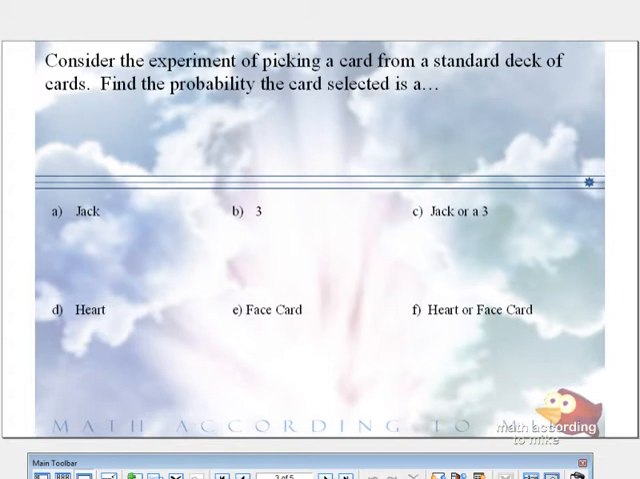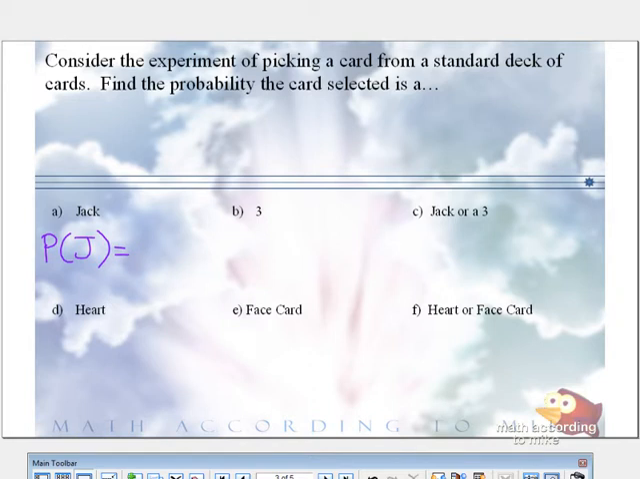No, it's not. Consider the experiment of picking a card from a standard deck of cards. Find the probability the card selected is a jack. I would like you to do A and B, and then we're going to do C together. So part A, the probability of picking a jack.